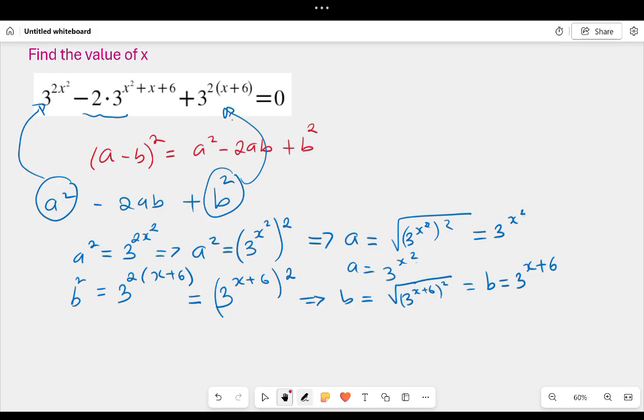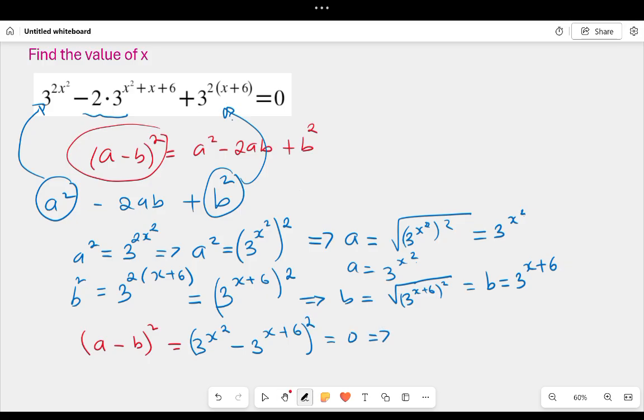Now, therefore, we are going to write it in a simplified form from this part of the equation here. So we can therefore say (a minus b) squared is just equal to 3 to power x squared minus 3 to power x plus 6, and remember, all this is just equated to 0. Remember, there is a square here. Therefore, if you take the square root on both sides, it's going to be 3 to power x squared minus 3 to power x plus 6 is simply equal to 0.